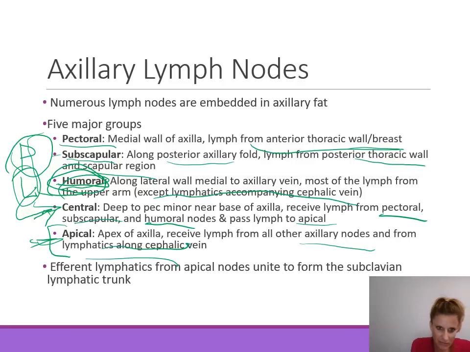These efferent lymphatics that leave the apical nodes, all of the apical nodes, their efferent lymphatics join together, and that forms the subclavian lymphatic trunk.